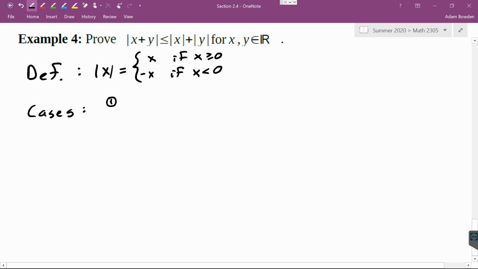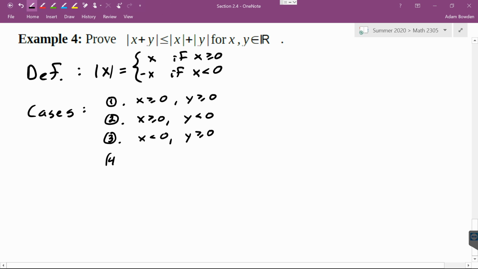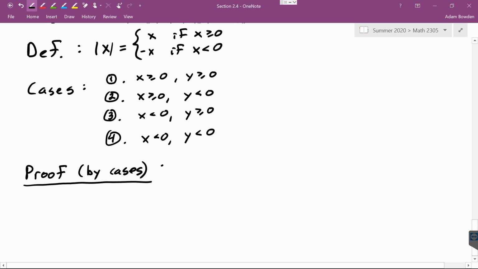We have one case here if x is greater than or equal to 0 and y is greater than or equal to 0. Case 2 if x is greater than or equal to 0 but y is less than 0. Or x could be less than 0 and y greater than or equal to 0. Or they could both be less than 0. So depending on which of these cases, we have to check whether the original statement is true in all cases. To start the proof, let x, y be real numbers inside the real number set.